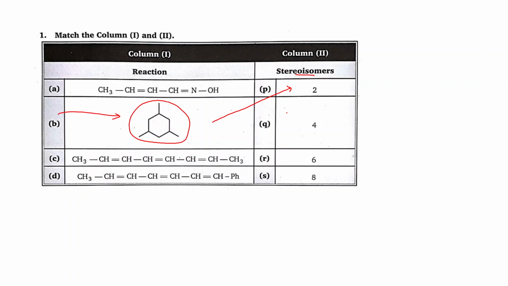It is a case of pseudo-chiral carbon. Geometrically, you can say that there are 2 stereoisomers here, but this I will deal with in the next video. Let's go to this part C.